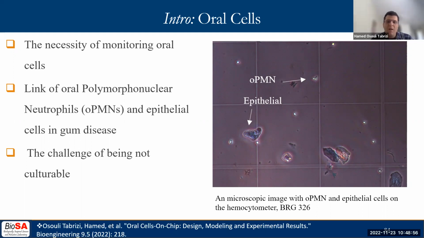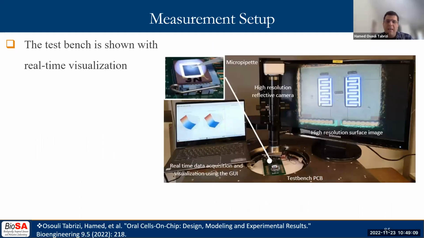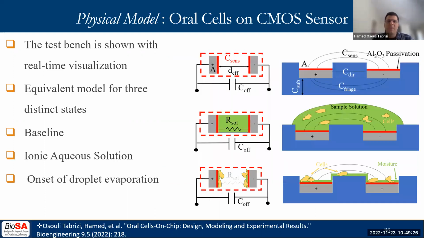The challenge is, unlike other cells, oral cells have very low culturability, even if they are in the culture medium. We've shown that these cells can be detected with the CMOS capacitive sensor. Here we see the test bench prepared for the real-time data acquisition using the GUI and capturing images before and after experiment by employing the high-resolution reflective camera. The equivalent model is illustrated for 3 distinct phases that exist in this experiment.